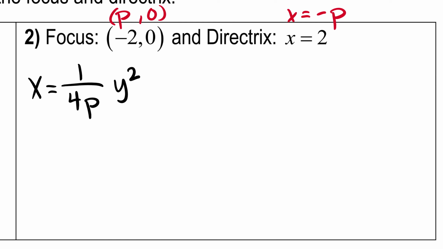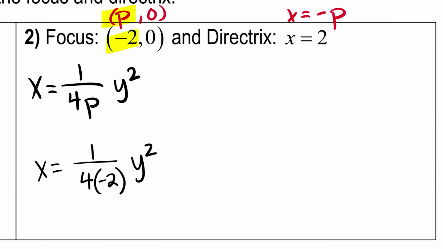So what is p? Well, if you notice, I found p already. It's right here. It's in my focus. It's negative 2. So all I have to do is go in here and do x equals 1 over 4 times negative 2 y squared. Then I just multiply the 4 times negative 2, and that is my answer.